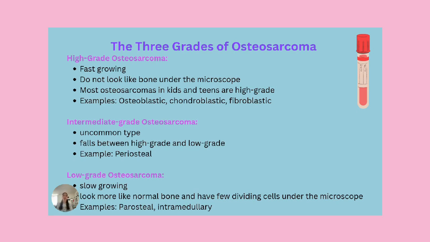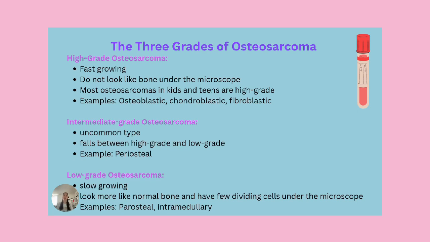And then there is the second type. Those are the intermediate grade osteosarcomas. That is the most uncommon type, and it falls between high grade and low grade osteosarcomas. An example is the periosteal osteosarcoma.